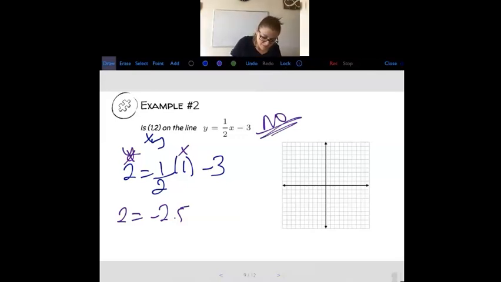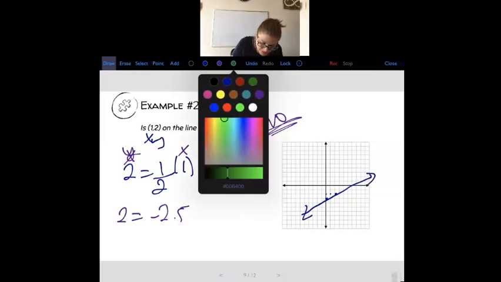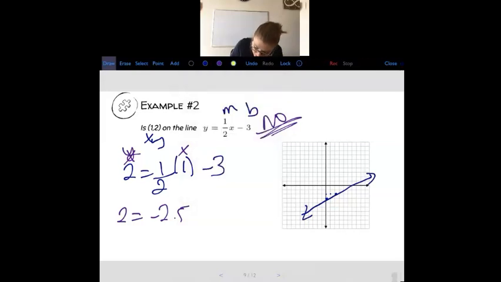So we have m and we have b, where b is -3 and m is 1/2. So we'd go up 1, over 2. Okay, so here's our line. And the point that we were asked about is (1, 2). So (1, 2) is way up here. So it's not even close to being on the line. So that's why it's not a solution.